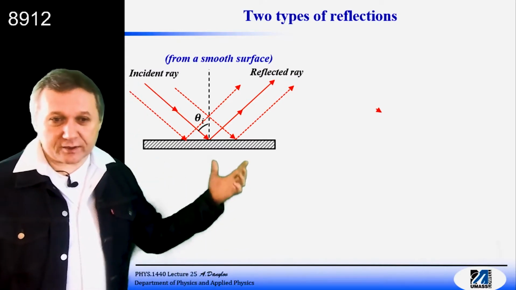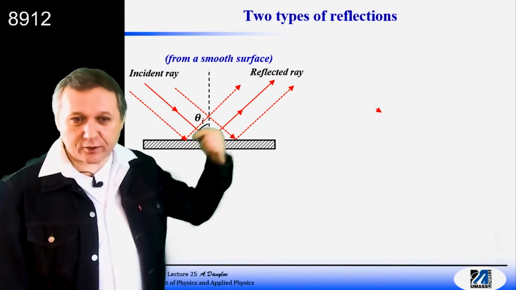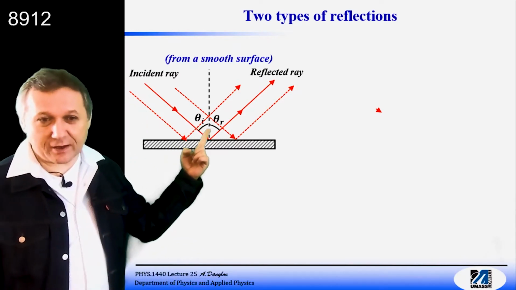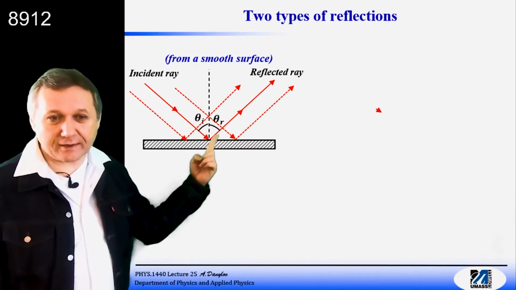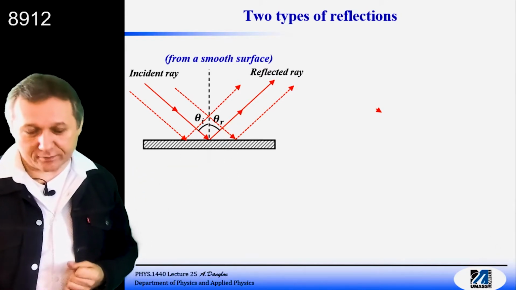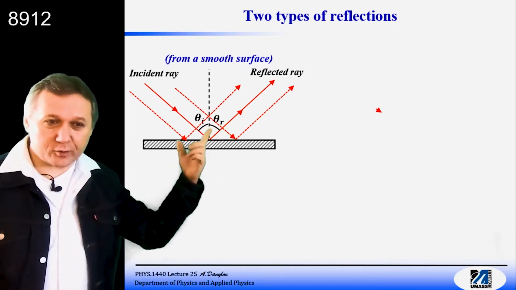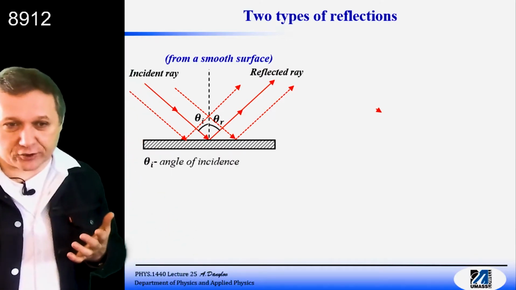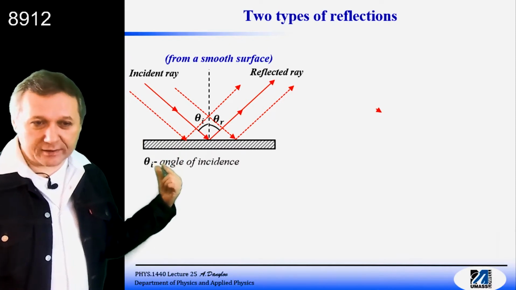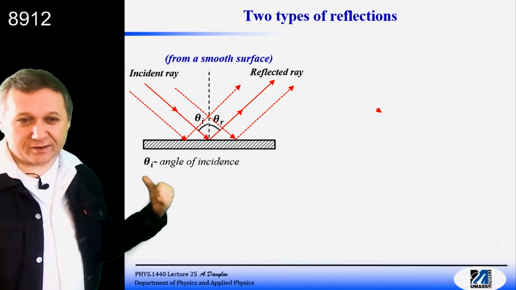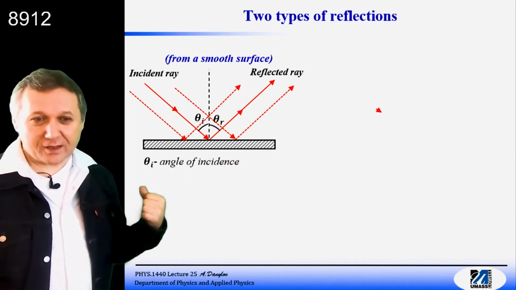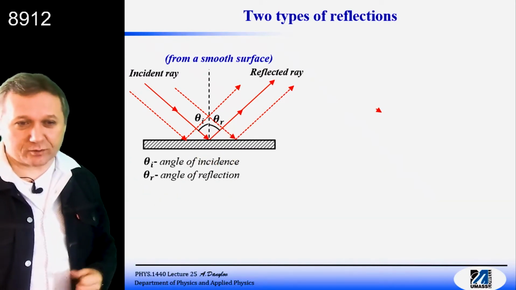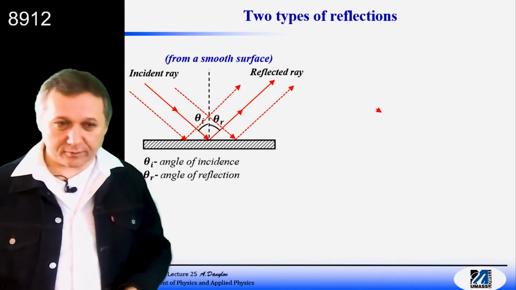Then, of course, in a similar way, we can define a direction of the reflected ray using the same angle between the normal line and the direction of the ray. So this, of course, we can call an angle of reflection. Right? So theta sub I stands for incident, angle of incidence, and theta sub R stands for reflection, angle of reflection.